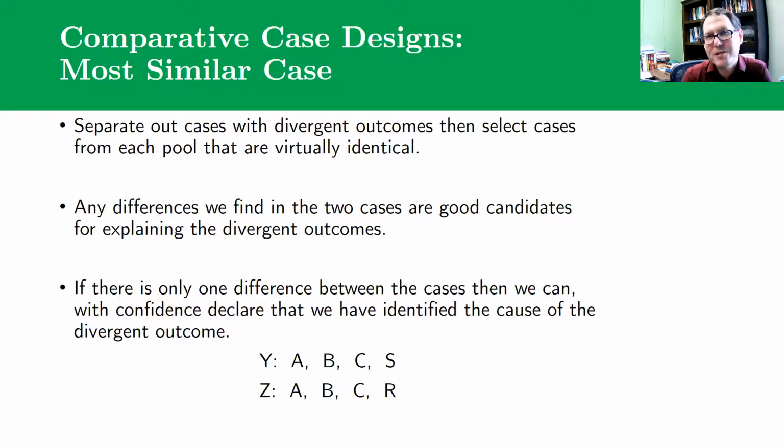So if you're interested in establishing causality using the case study method, you probably want to use some version of a comparative case design. So this is not using just a single case, but using two or more cases to try to figure out how things work. And I think the most intuitive form of the comparative case design is what we might call the most similar case.